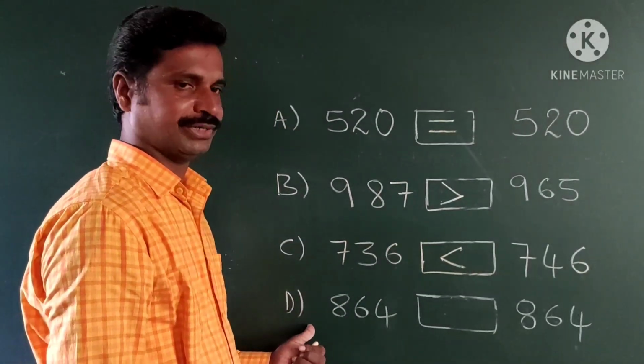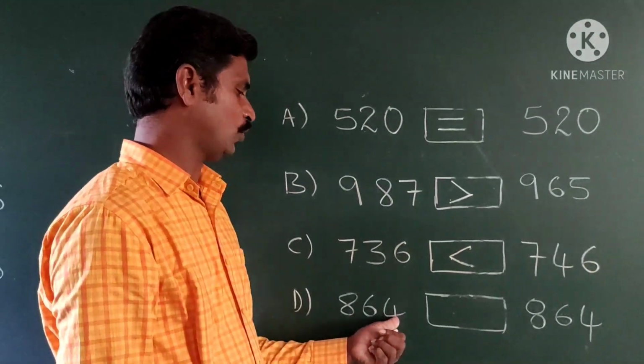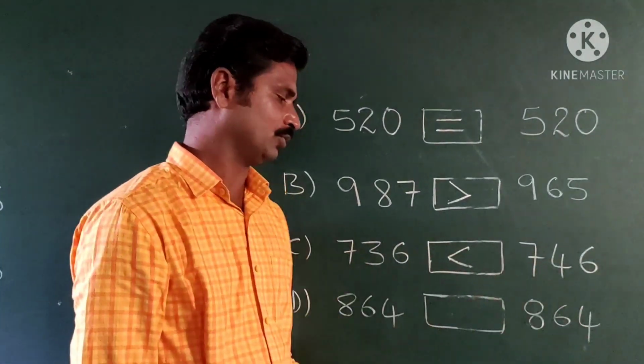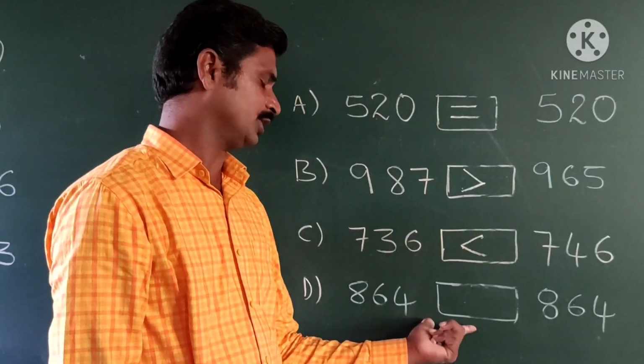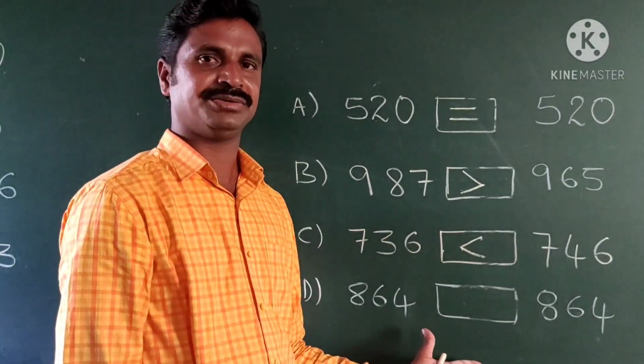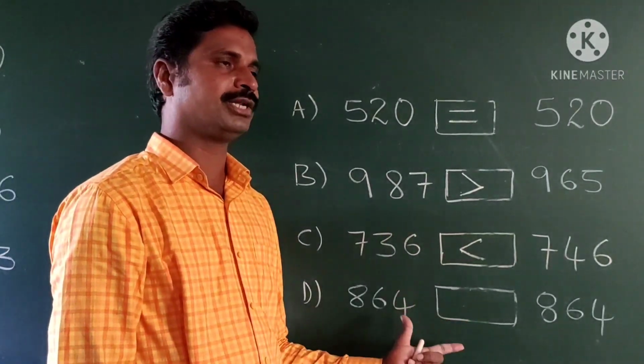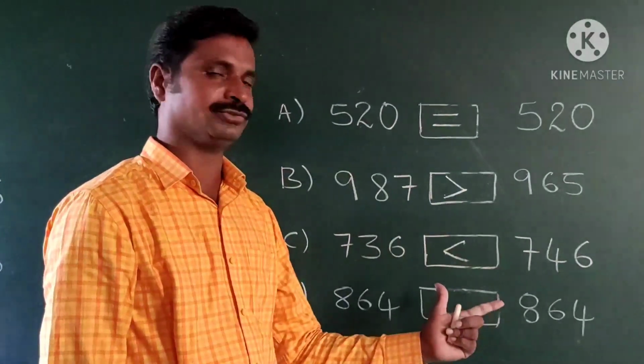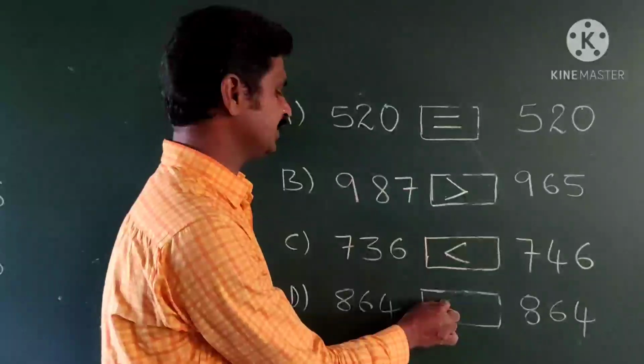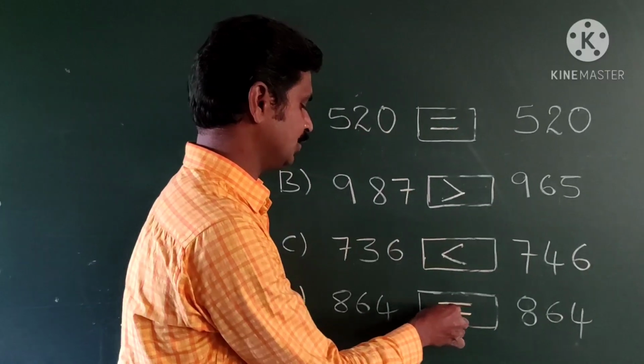Now come to the D1. 864, 864. Yes, are both numbers the same or not? Very good. Both numbers are the same. So which symbol do you have to keep here, children? Very good. Equal to.